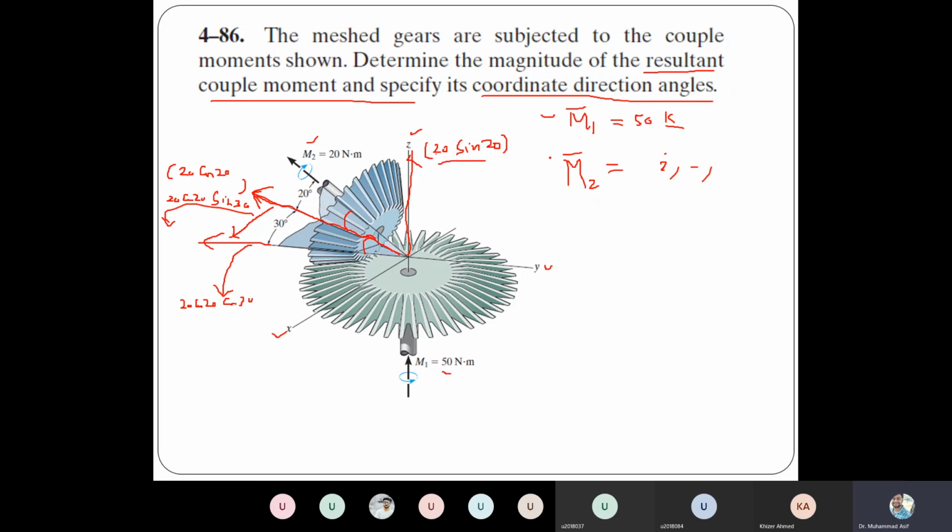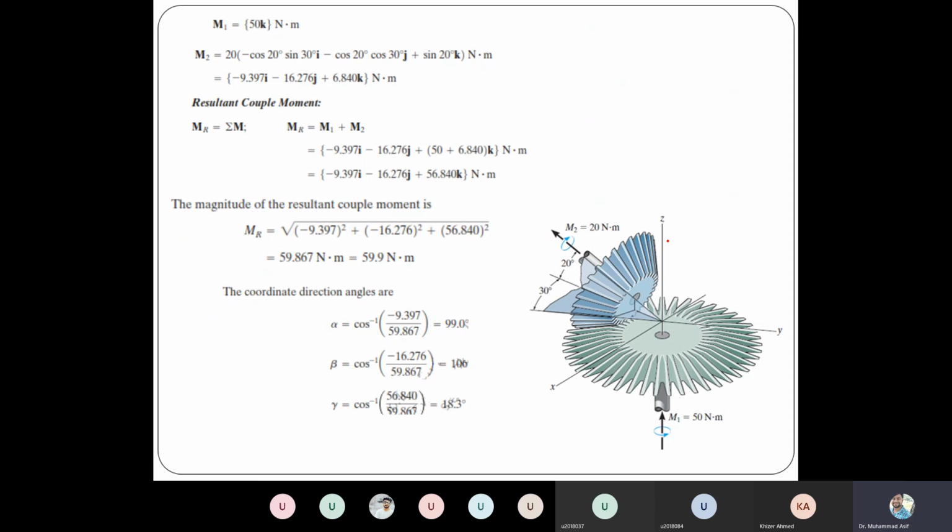When we have two vectors M1 and M2, what will be the value of the resultant? We just add the two vectors, M1 plus M2. That will be the resultant vector. And how can we get the direction cosine? Like we calculated M1 first, which was just in the k direction. Then M2, I explained how we figure out the components. So this is in vector form, and the resultant is simply the addition M1 plus M2.